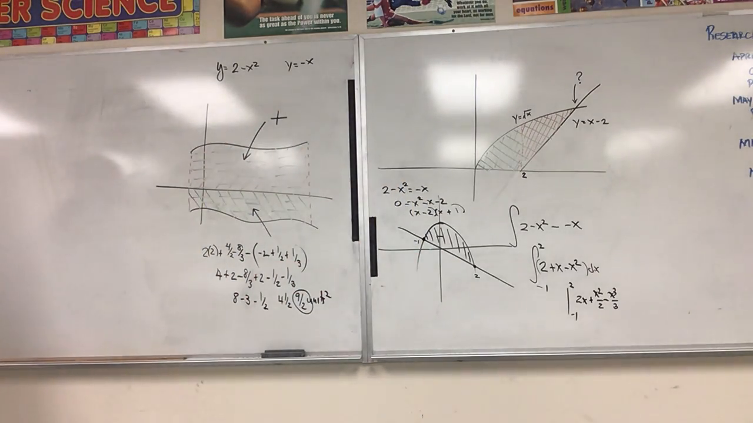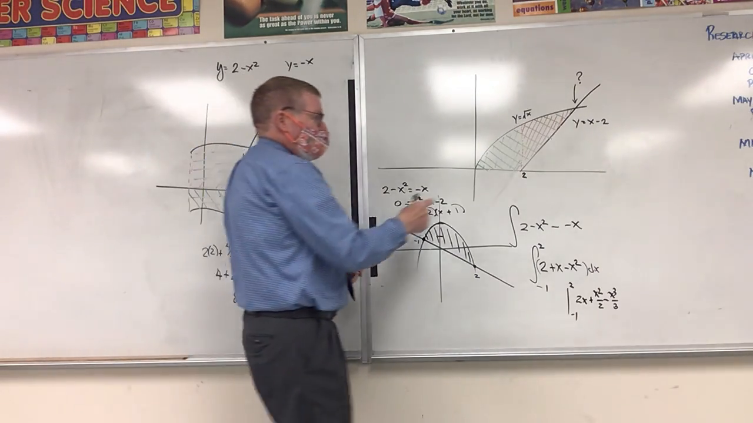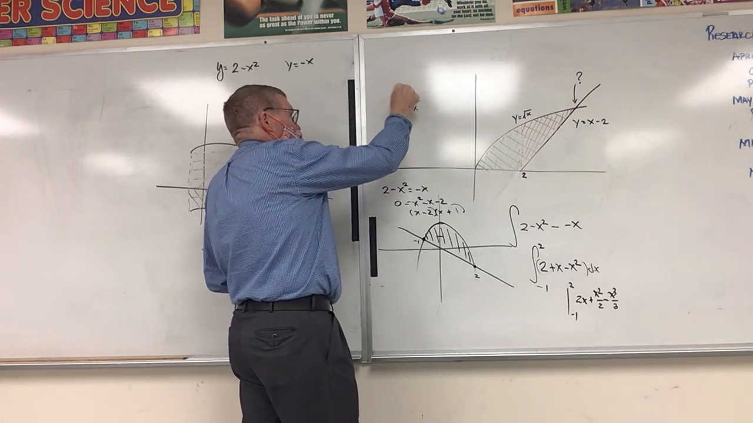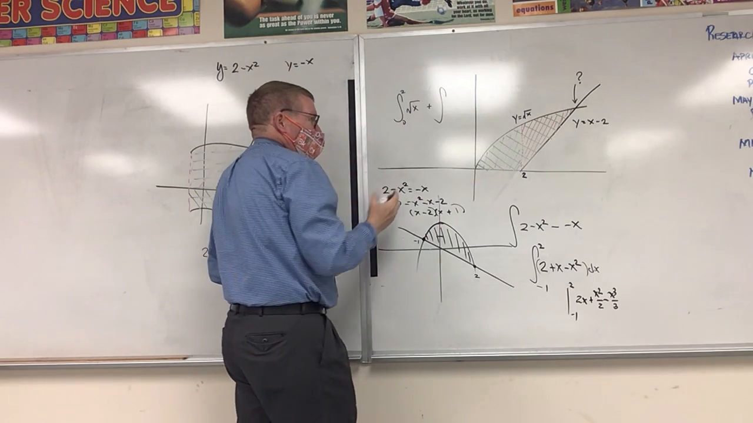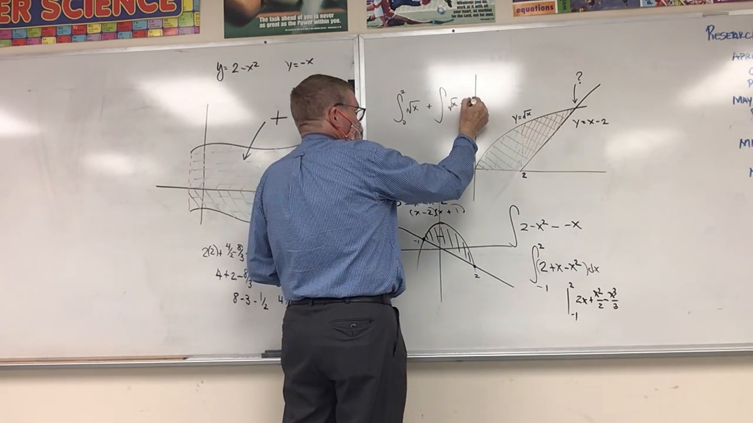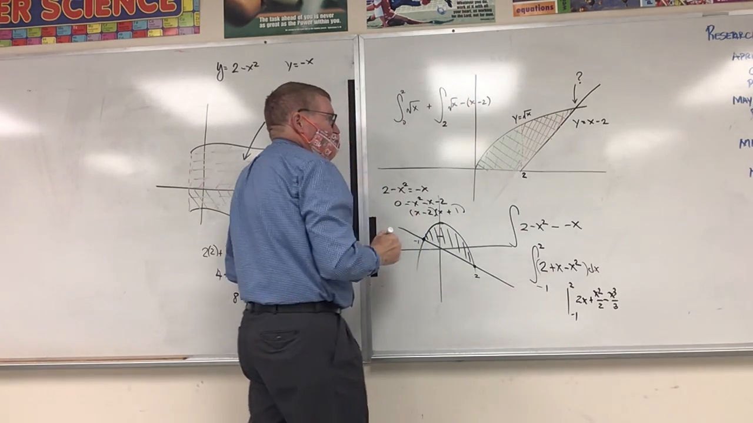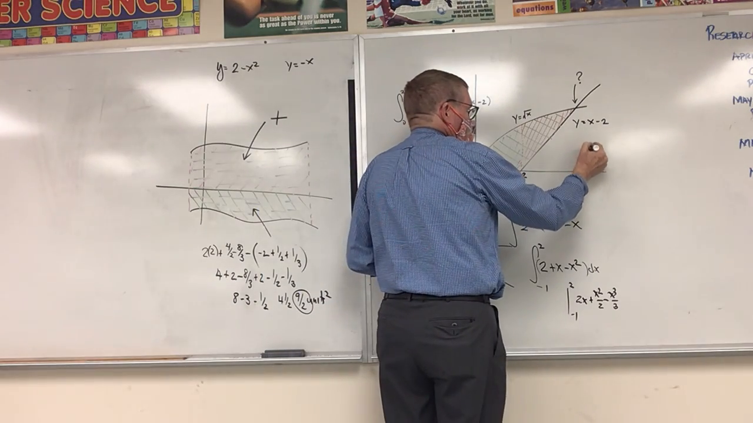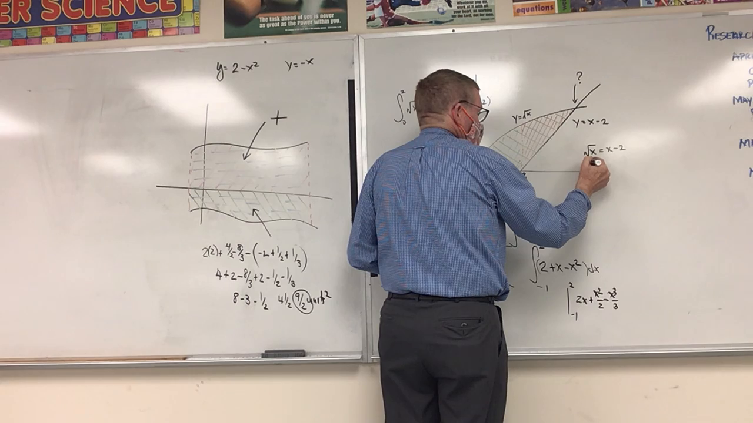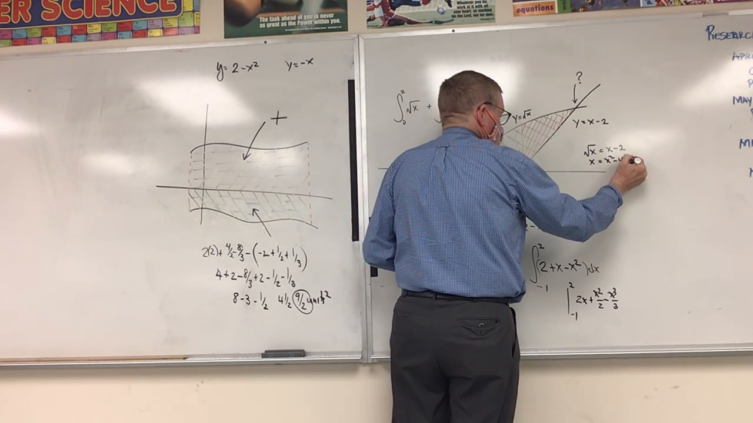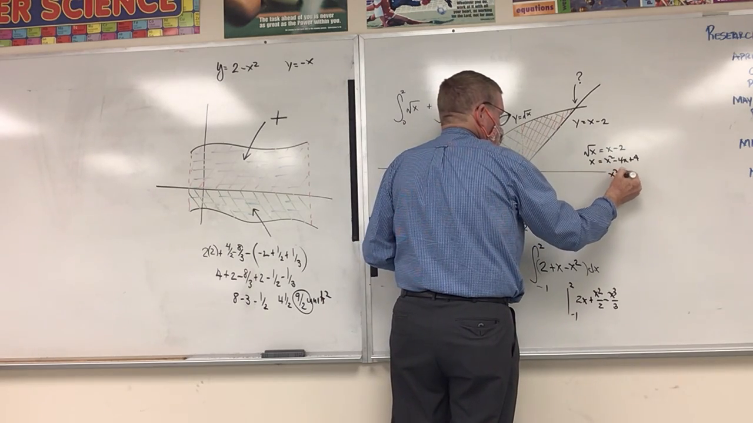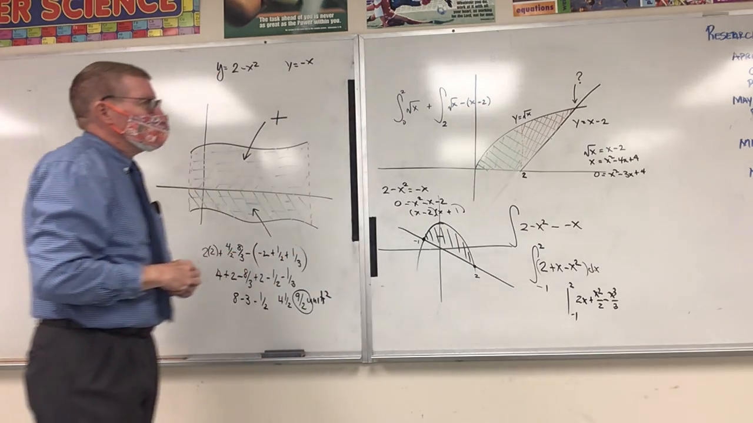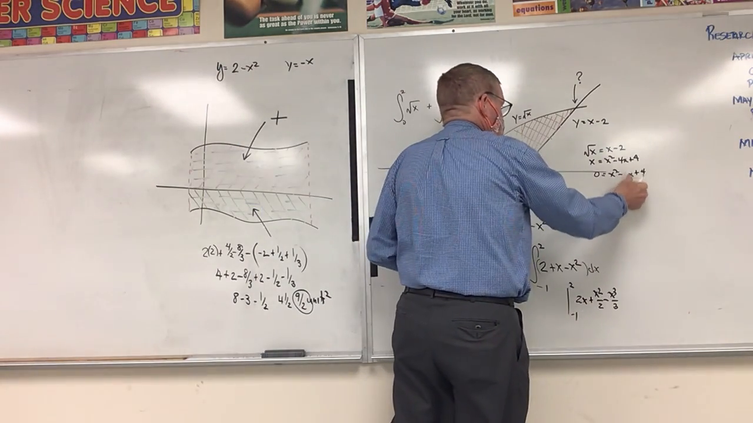So here we have to do one or two things. We have to split it up. We're going to find just the integral of square root of x from 0 to 2, and then we'll add to that the integral of square root of x minus x minus 2 from 2 to wherever they intersect here, which would be square root of x equals x minus 2. Square that, that's x equals x squared minus 4x plus 4. So that would be x squared minus 5x plus 4.